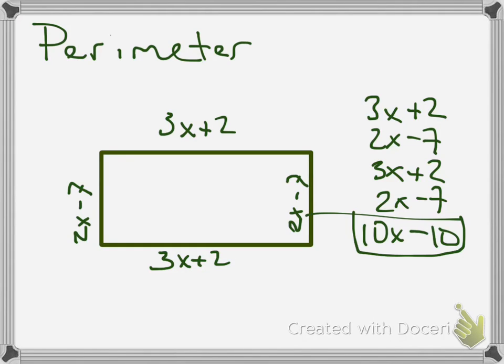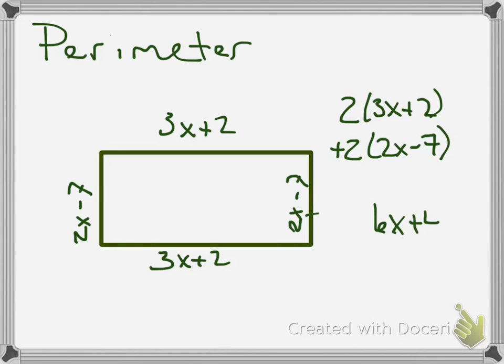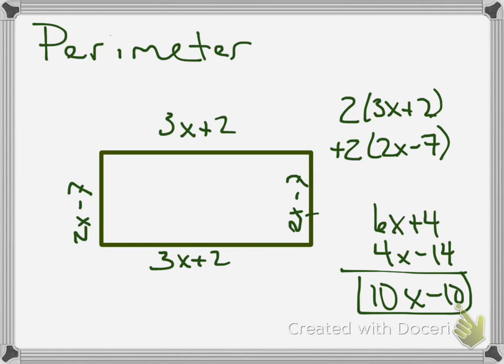Or you could do it this way: 2 times the length plus 2 times the width will give you the perimeter. Multiply both of those by 2. 2 times 3x plus 2 is 6x plus 4. Multiply 2x minus 7 by 2 and you get 4x minus 14. Combine your like terms. 6x plus 4x is 10x. 4 minus 14 is negative 10. And there you go, there's perimeter.